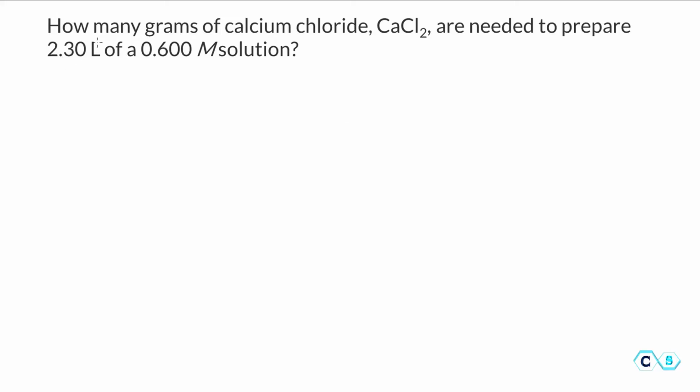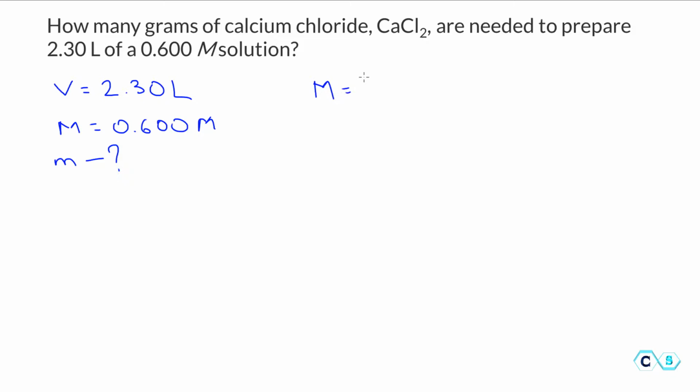In this problem, we have a solution of calcium chloride, and it is 2.3 liters. So we're going to write down the data that we have. The solution is 2.30 liters, and also the concentration of the solution is 0.6 molar. Now, what we need to find out is how many grams of calcium chloride we have in this solution. So grams is unknown, and as for the previous example, we're going to use this formula.